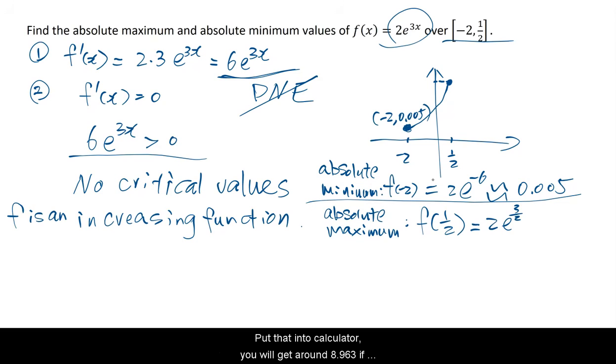You can put that into a calculator. You will get around 8.963 if you round to 3 decimal places.